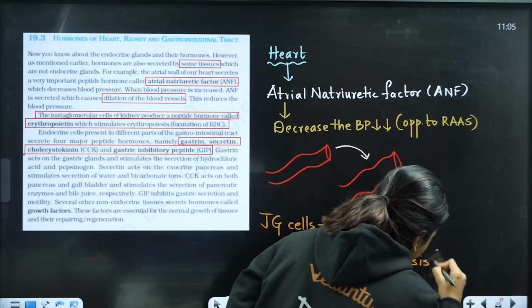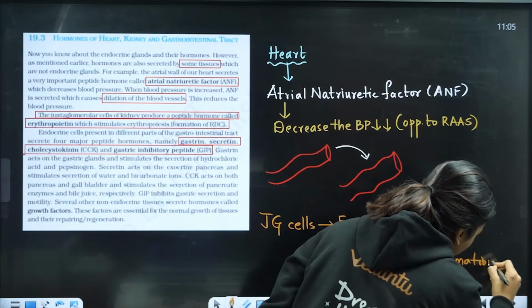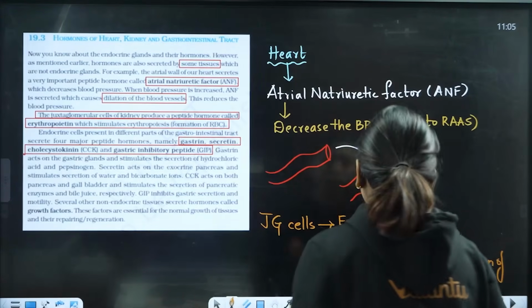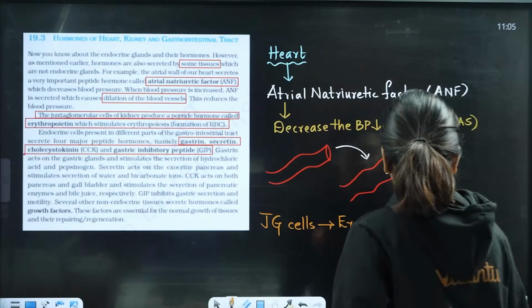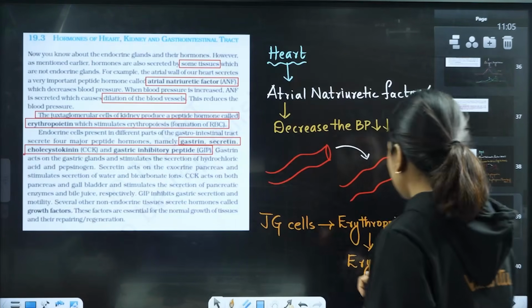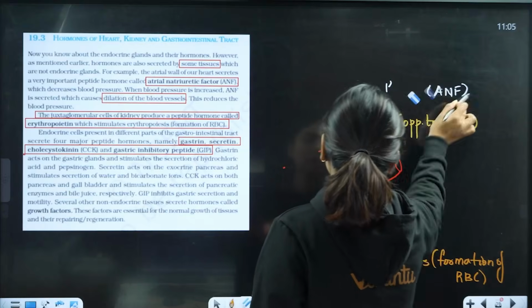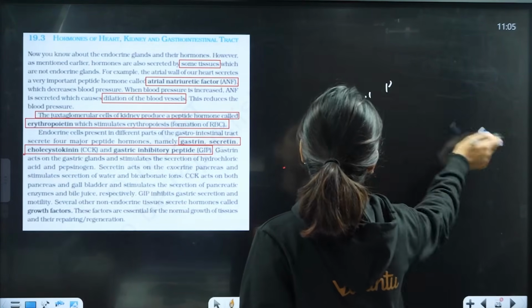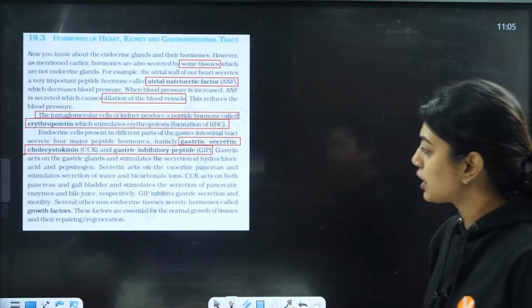Erythropoiesis, which is formation of RBC. Okay, formation of RBC. Got it? Erythropoiesis. Now let's just duplicate this, and let's just write about the gastric hormones. Okay, so look here, students.